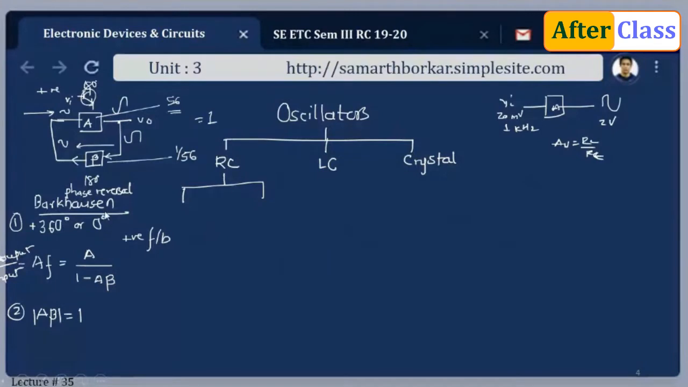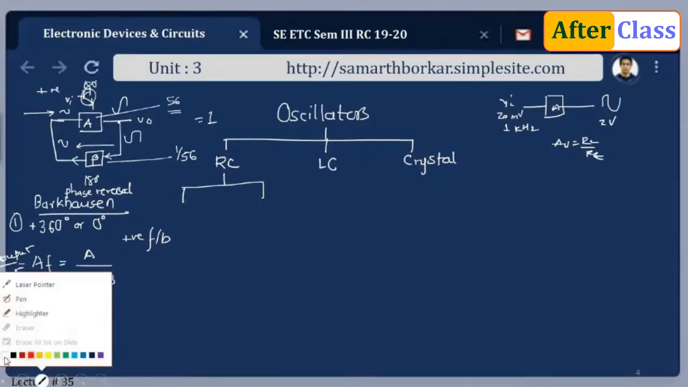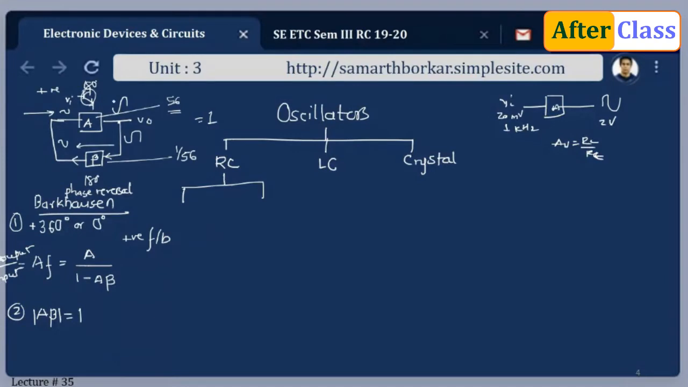So this was about Barkhausen's criteria. The first point is the overall phase shift should be 360 degrees. And the second point of interest is we have to set this product equal to unity, that is 1. So if I substitute this product here, then what I get is A upon 1 minus 1, which is A upon 0, that is infinity. And as I said, what is gain? It is the ratio of output to input. So without applying input, I'm going to get output here. How is this possible? Provided these two conditions are satisfied.